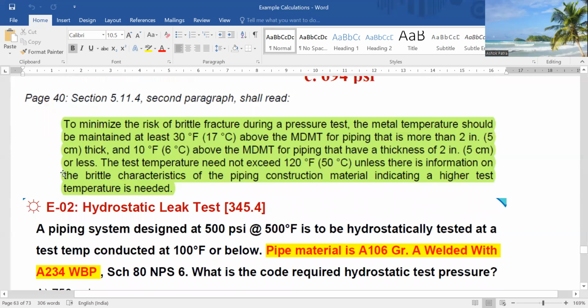The answer. To minimize the risk of brittle fracture during a pressure test, the metal temperature should be maintained at 30 degrees Fahrenheit, 17 degrees centigrade, above MDMT for piping that is more than 2 inch thick, and 10 degrees Fahrenheit, 6 degrees centigrade, above the MDMT for piping with thickness 2 inch or less. Test temperature need not exceed 120 degrees Fahrenheit, 50 degrees centigrade, unless there is information on the brittle characteristics and the piping construction material indicating the higher test temperature is needed.